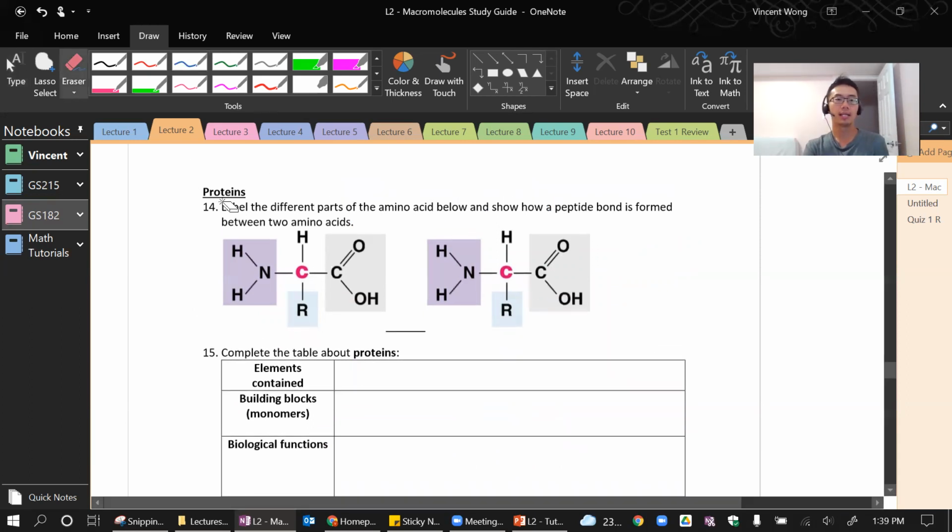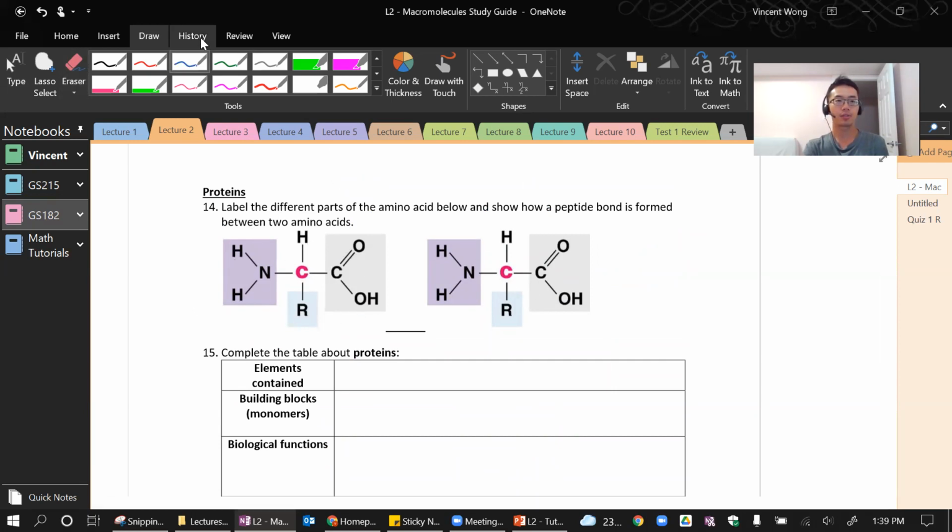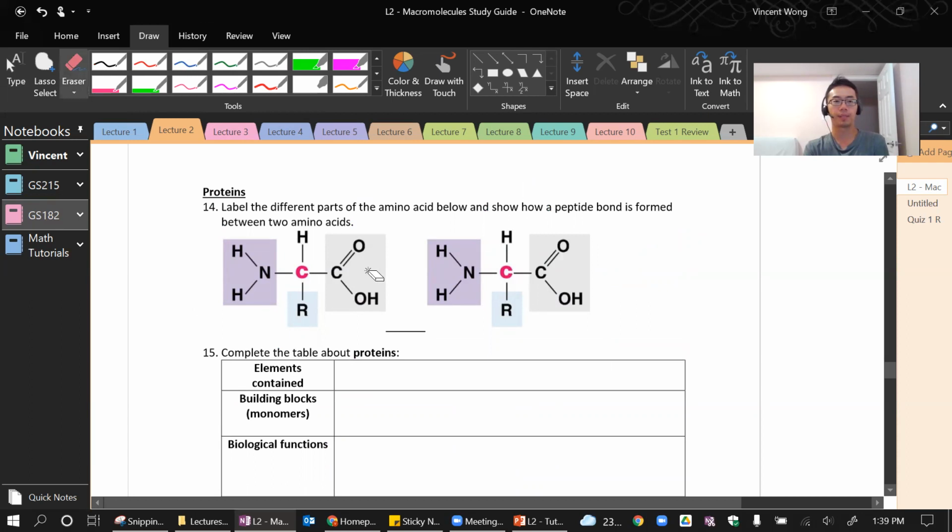So proteins are polymers, and they are made up of monomers called amino acids. There are 20 different types of amino acids. They all have different properties. Some have similar properties, but some have very distinct properties. And they all have a similar structure.